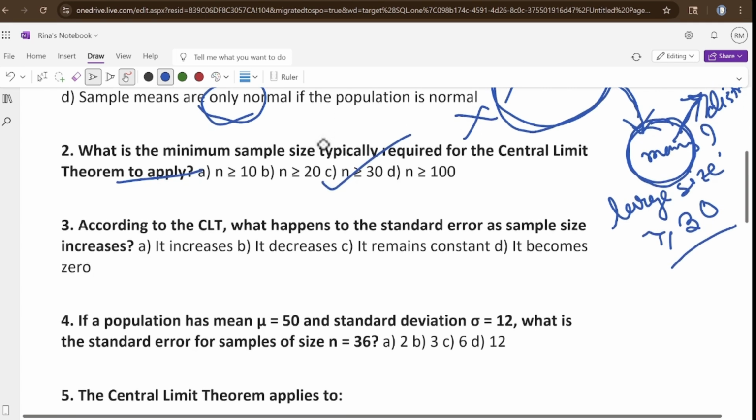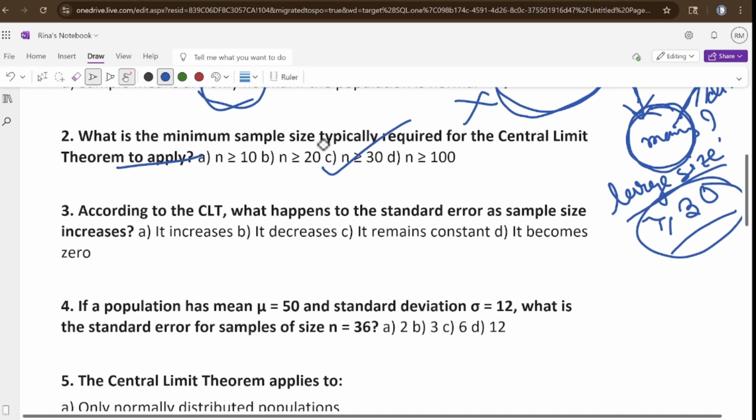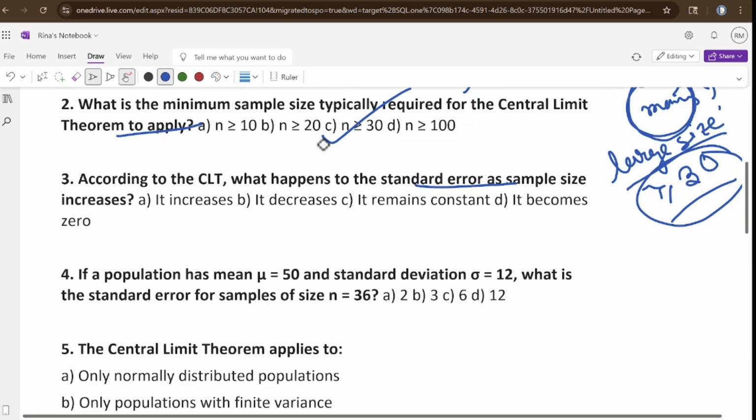Large sample size is generally considered like this. If the sample size is greater than or equal to 30, that means it is a larger size and it will follow the normal distribution. Third one, according to the theorem, what happens to the standard error as sample size increases? Error will become lesser, so it will decrease.